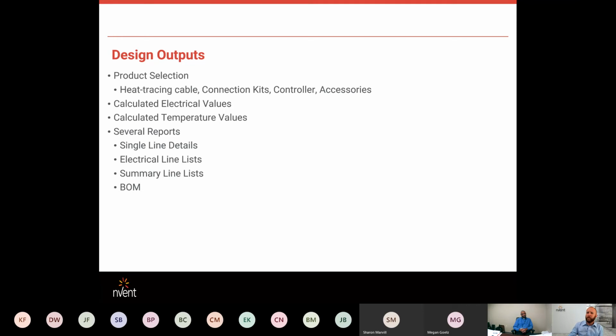The other thing that we'll keep in mind with our design tool, and I briefly went over that, is we can do this for piping, and we can also use this tool for tanks and vessels as well. So we have a specific section of the software now that specifically gets into designing heat tracing systems for tanks, vessels, or equipment, as long as we have the decent dimensions. So we can get into that.